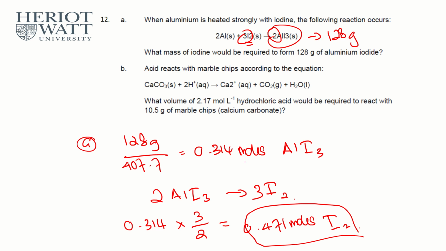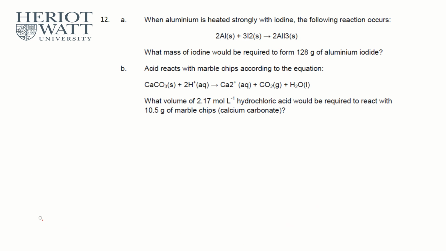Okay, but they want mass. So I'm going to multiply it with the molar mass, which is equivalent to 126.9 times 2 because I2. All right, and the final mass of iodine is 119.5, or 120 if you want it. So this is the final answer for A. Okay, the mass of iodine needed to produce 128 grams of aluminum iodide. We're going backward on that. All right, so next we're going to erase that, and we're looking at part B then. So B, acid reacts with marble chips according to the equations given.